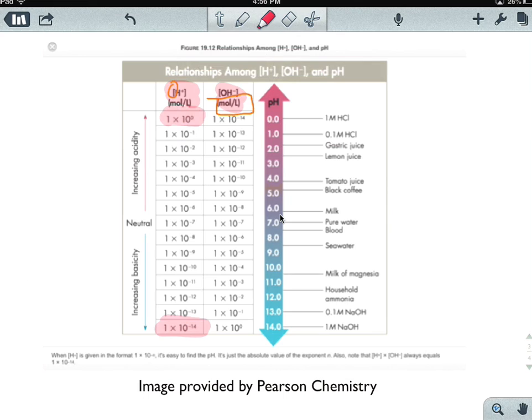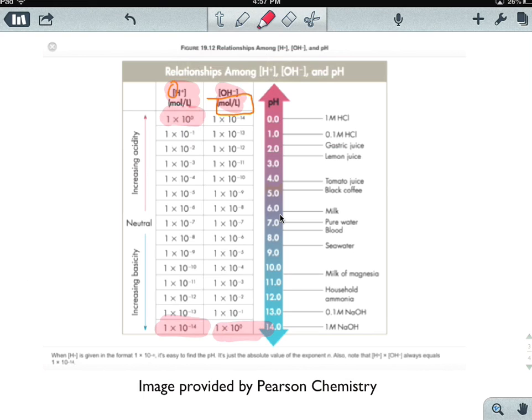And what we see is that as we increase toward our base, or our hydroxide concentration, it's going to increase how basic it is. Basically, as one goes up, the other goes down.